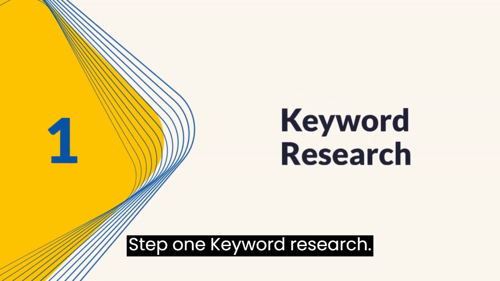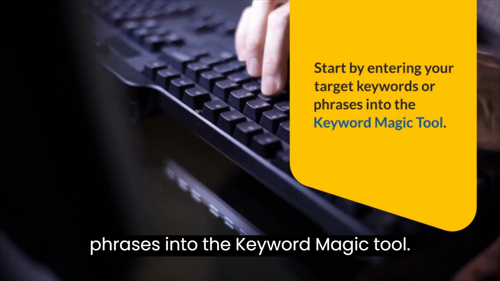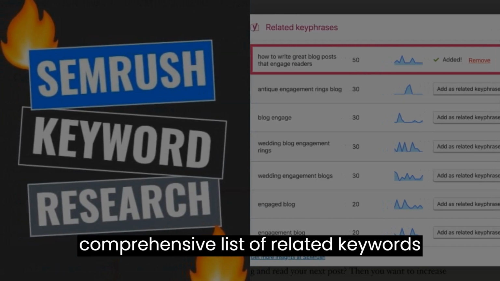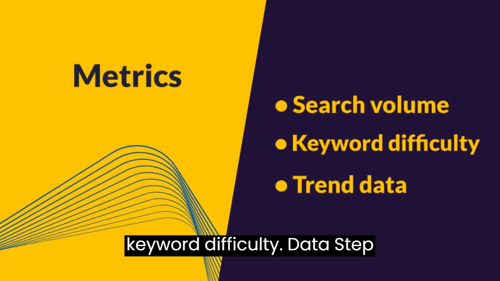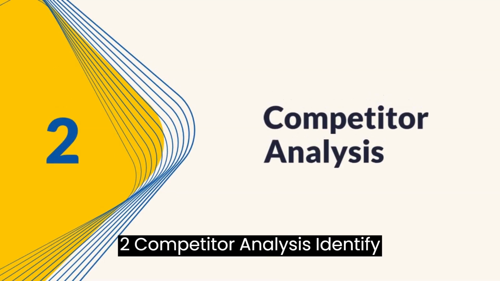Step 1. Keyword research. Start by entering your target keywords or phrases into the Keyword Magic tool. SEMrush will provide you with a comprehensive list of related keywords, along with metrics like search volume, keyword difficulty, and trend data.